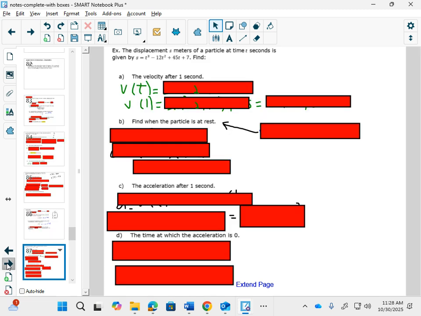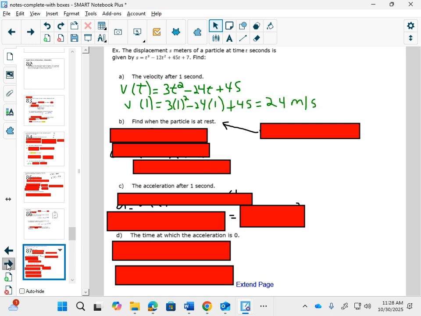The displacement S meters of a particle at time t is given by this equation. Find the velocity after 1 second. So we find our velocity equation by just taking the derivative. We could plug in 1, not hard. You might even skip writing those numbers down and just write the answer, because I'm pretty sure you could plug in 1 and figure it out.